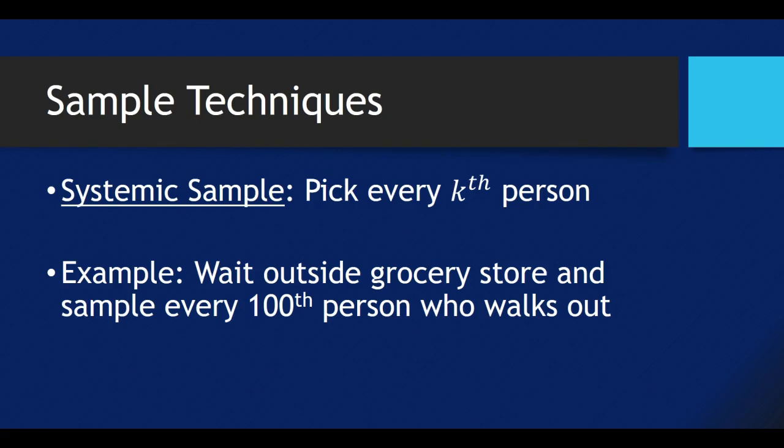So a systemic sample is we have the system where we pick every 100th person, we pick every 10th person. Again, the number here, the k, depends on how many people I want in my sample and how many people are in my population. So if I want 1/100th of the population, I pick every 100th person, and so on and so forth.